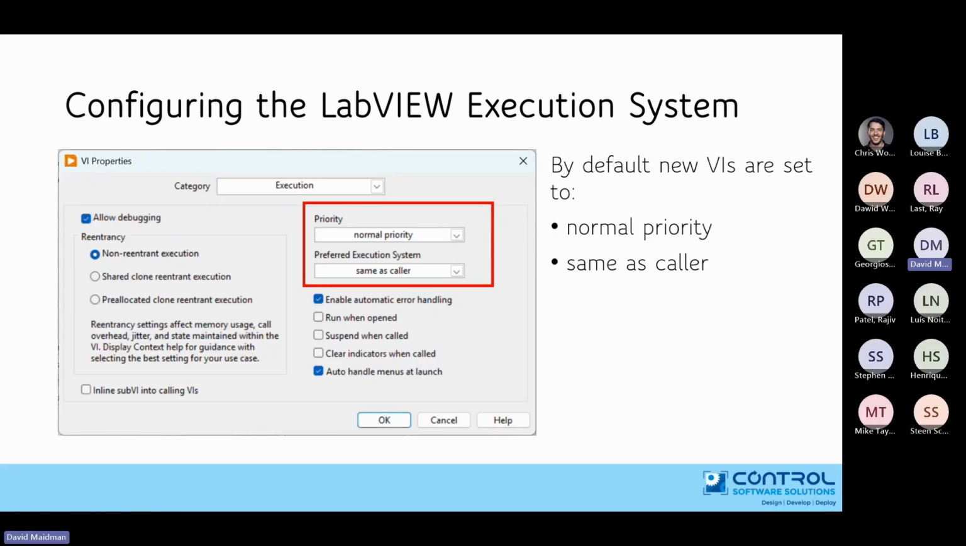This is the screen that most people have hopefully seen. The way that we can configure this is we go to the VI properties, execution, and then we have our two execution system settings: our priority and preferred execution system. Priority by default is normal priority, and our preferred execution system is same as caller. So it will run in the execution system of what called it.